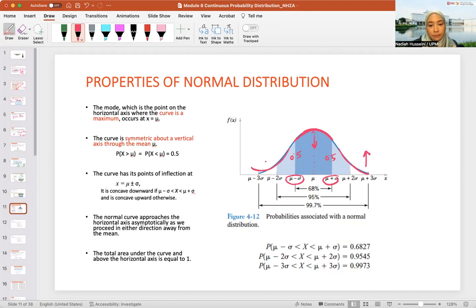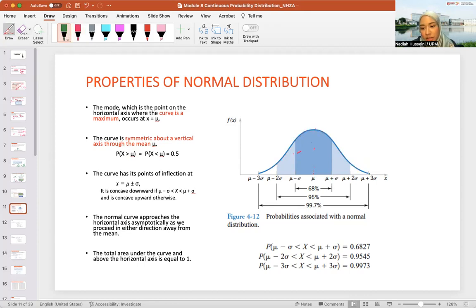Okay, so going up, concave upward. This is what it means. The normal curve approaches the horizontal axis asymptotically as we proceed in either direction from the mean. Asymptotically, which is very hard to pronounce, means that it approaches infinity, basically.